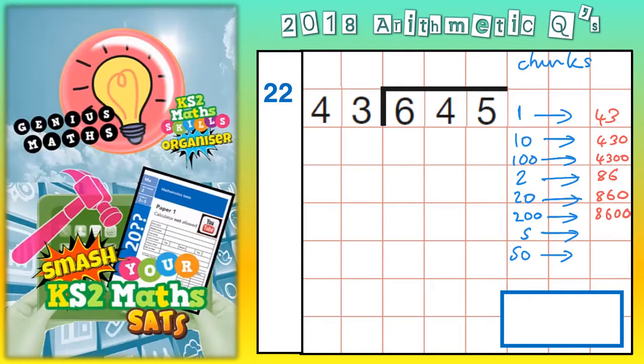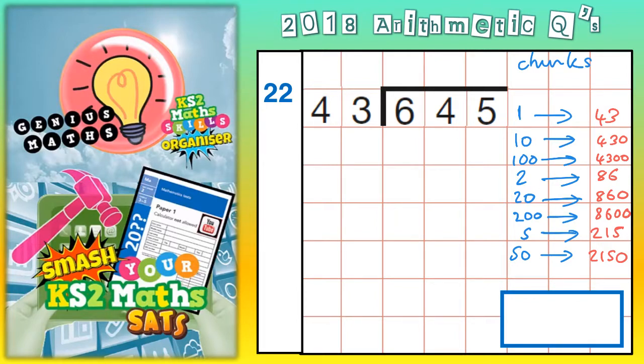5 43s is half of 10 43s. So half of 430 is 215. And 50 43s would be 5 43s, which is 215, but with a 0 on the end. So that's 2,150. Now let's see where this takes us.